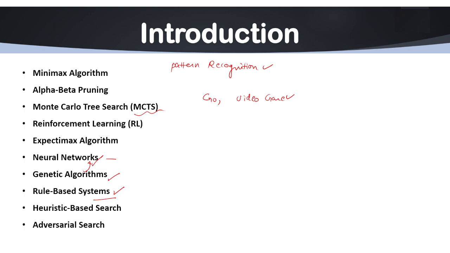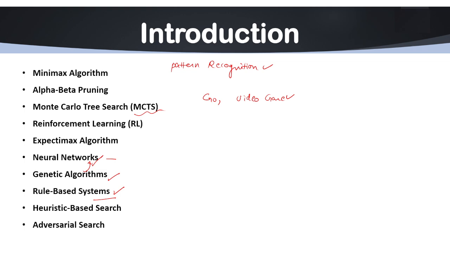Next we have heuristic based search. So for games with large search spaces like chess, checkers, there we can use heuristic based search. So basically students, heuristics guide the search process by focusing on promising moves, reducing the computational requirements. That's why we use heuristic based search in most of the games. Another we have is adversarial search. So whenever we want to create a multiplayer competitive game, then definitely we should use adversarial search.